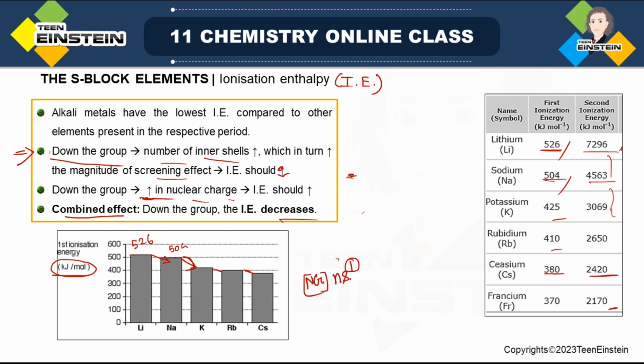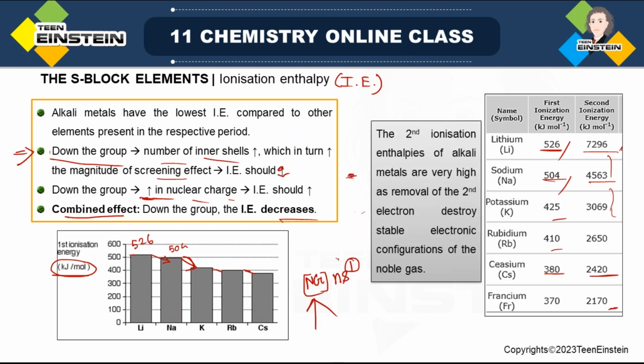This is the range. Now why is this second ionization energy very high? Because when you are removing the second electron, basically you have to break this noble gas configuration, which is really difficult. So the second ionization enthalpies of alkali metals are very high, as removal of the second electron destroys the stable electronic configuration of noble gas. Fine. So these are the ranges. For first ionization energy, it is 300 up to 500 in this region, but it is 2000 to 7000 for the second. This is the range.